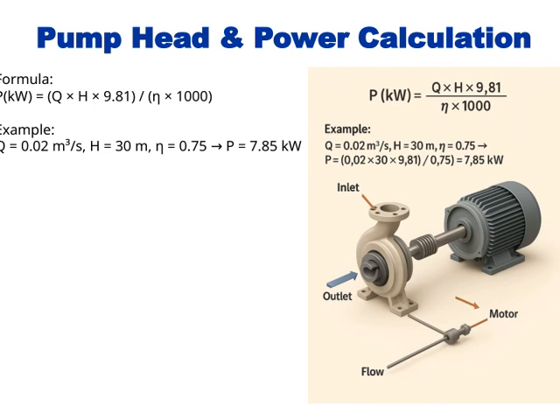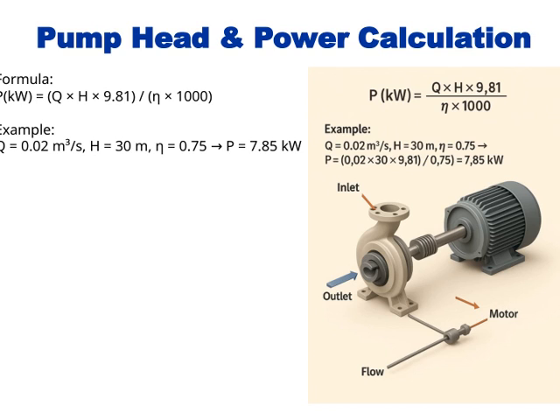Let's take a closer look at how we calculate the pump head and power. The key formula here is P in kilowatts, which equals the flow rate Q times the head H times 9.81, divided by the efficiency eta times 1,000. Now, what does this mean in practice?